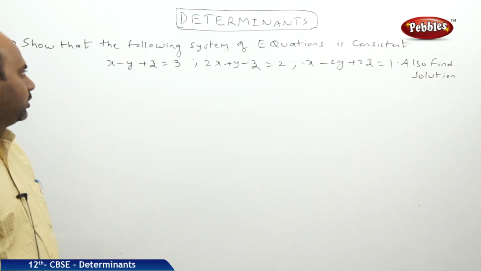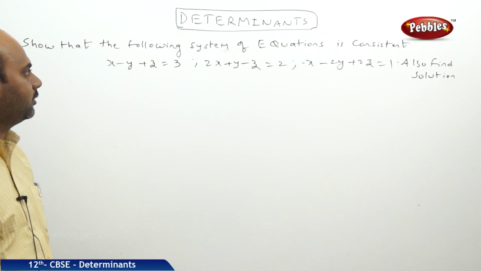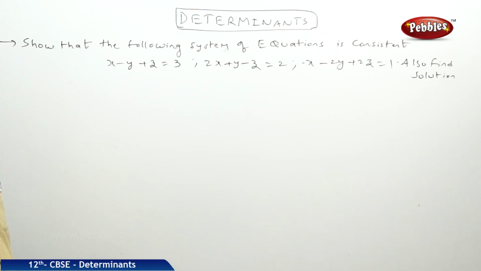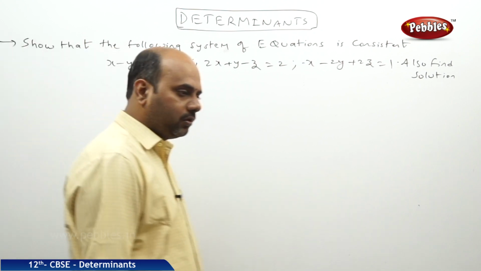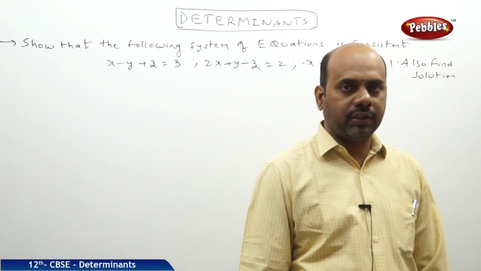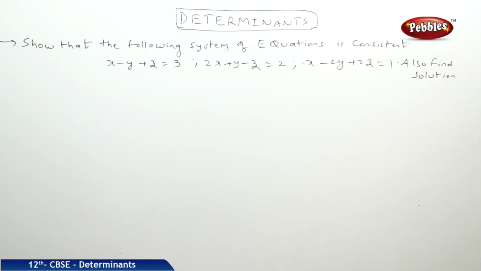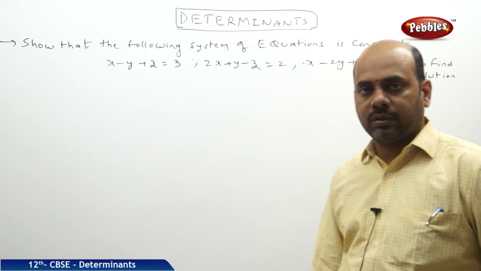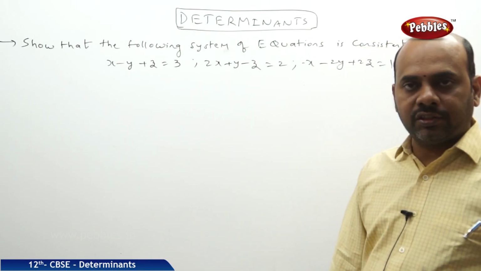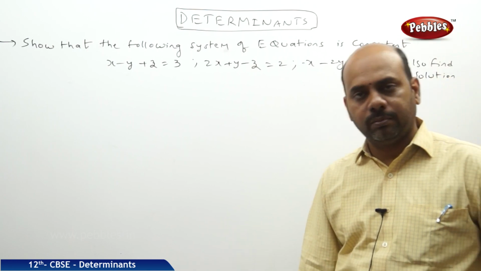A question is given to us: show that the following system of equations is consistent. Consistent means every time don't expect we'll be getting a unique solution. Sometimes we might be getting an infinite number of solutions, provided the condition adjoint of A into B holds.